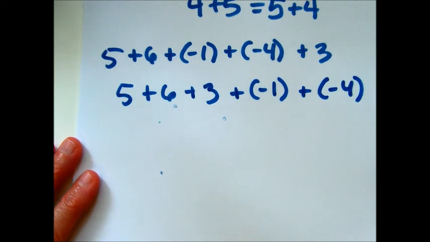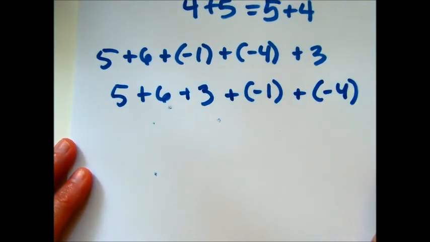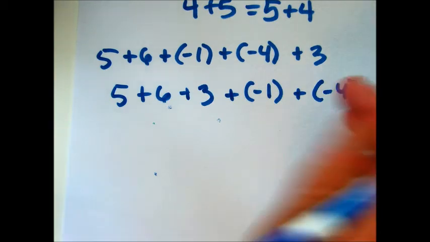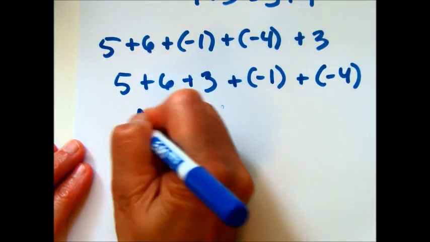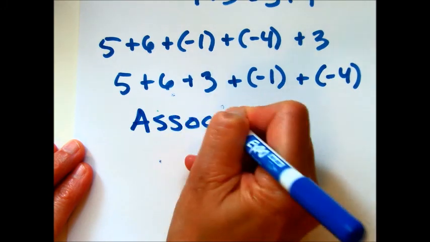Okay, so that's commutative property. We change the order. It's not going to affect the result. We're going to get the same result. Now we're going to use associative property.